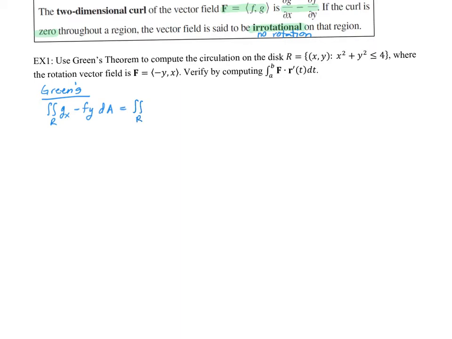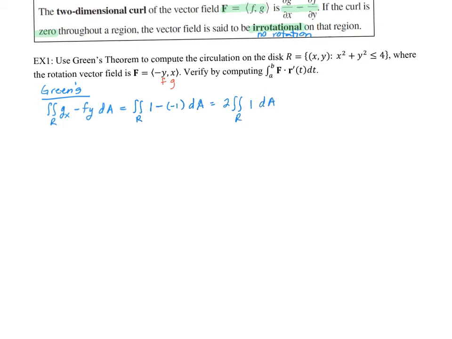I have my region. I can compute the partial derivative of g with respect to x because this is my vector field. This is f and g, right? So f is negative y, g is x. So the partial derivative of g with respect to x is simply 1 minus the partial derivative of f with respect to y, which is negative 1. And my integrand becomes 2, which I'm going to factor out. And I'll just have a 1 inside my integrand.